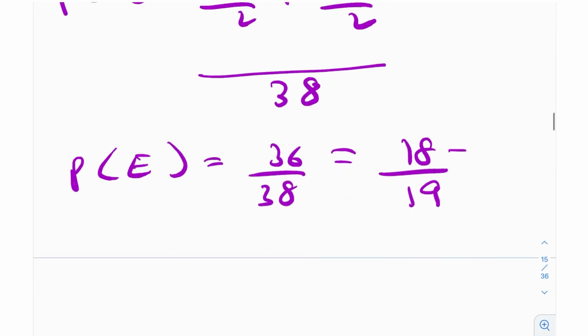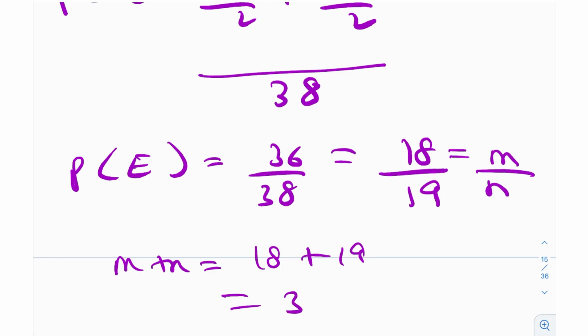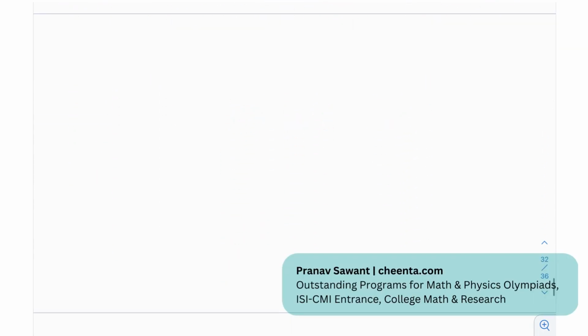And this, they told us, was in the form m by n. So m plus n is nothing but 18 plus 19, which is 37, and that is our answer. So yes, a very cool problem. We basically reduced the degree-four polynomial into a quadratic polynomial, and after that it was just pretty easy to deal with. So yeah, hope you learned something from that.